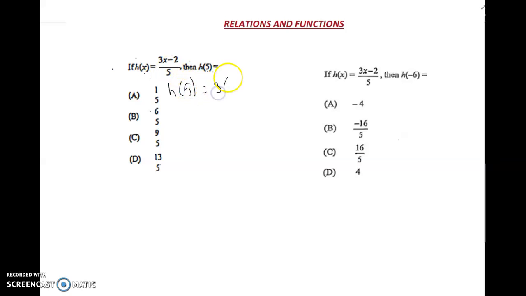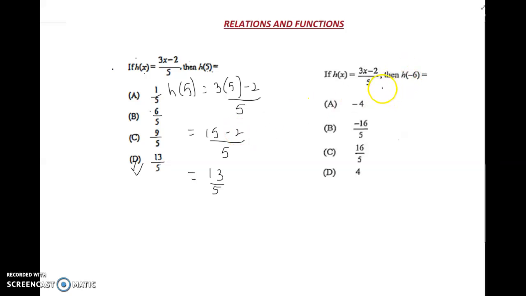So with 3, replace the x with 5. Minus 2 divided by 5. 3 times 5 is 15, minus 2 over 5. So that's 13 over 5. Now this was from a real old past paper, so I actually forgot to put your division line, right? So the answer is D, 13 over 5.